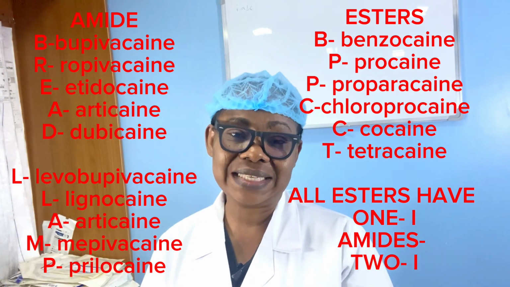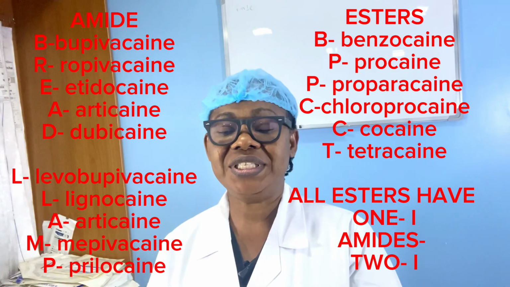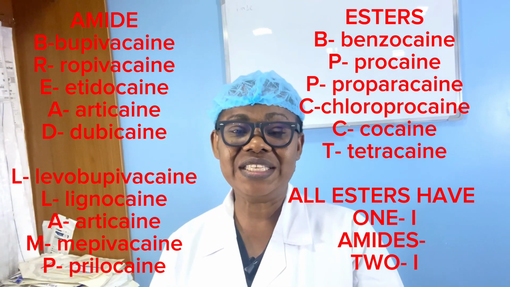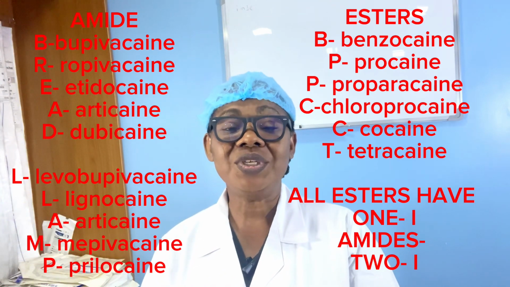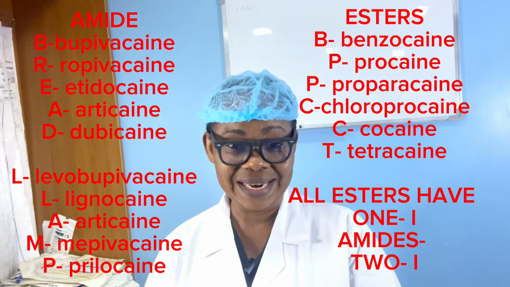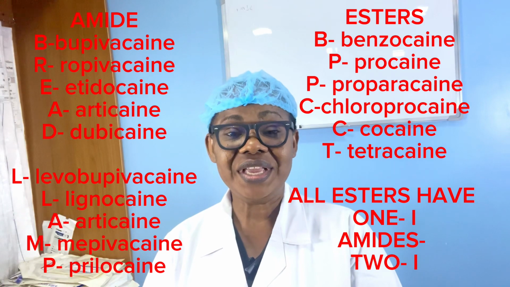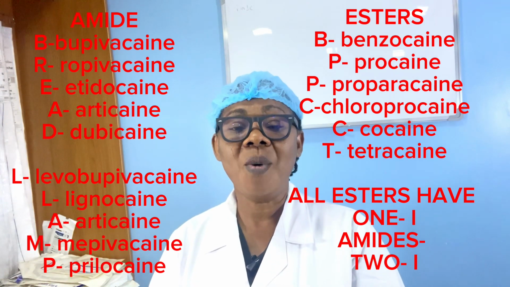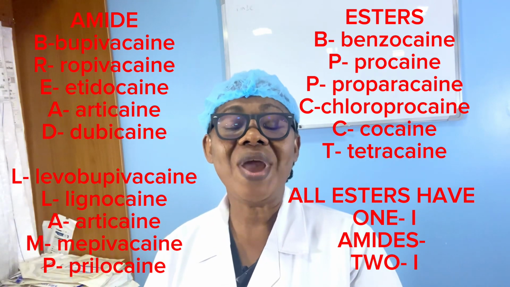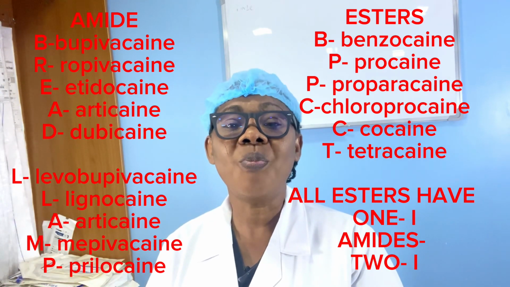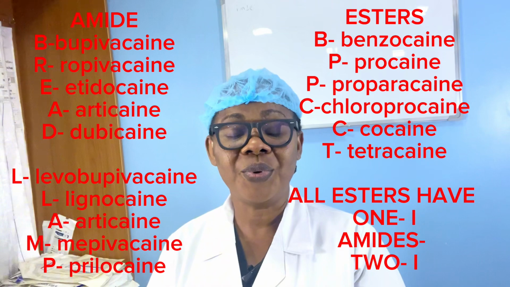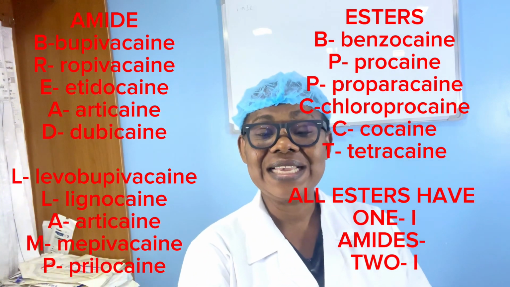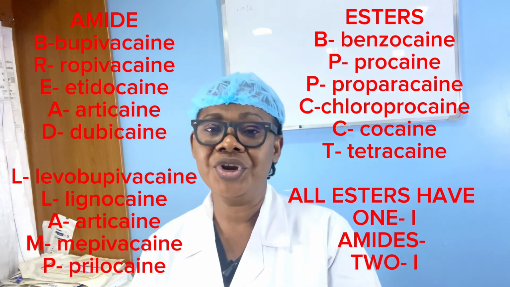When it comes to the esters, it is BPCT. That's B, P, C, T. The P is 2, the C is 2, and T is 1. So the B is benzocaine. The P is procaine. Another P is proparacaine. The 2 Cs are cocaine and chloroprocaine. Then we have T, tetracaine. So these are the esters and the amides.